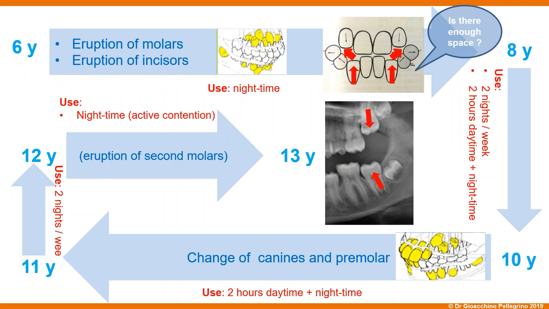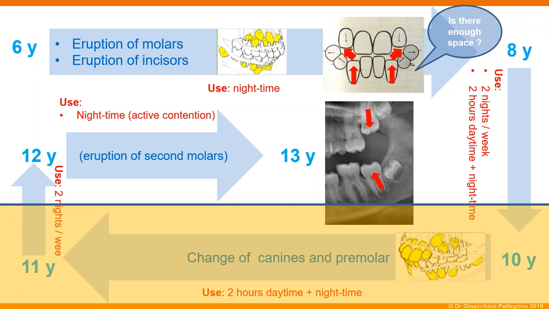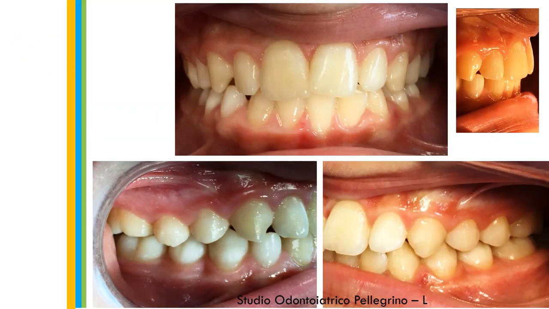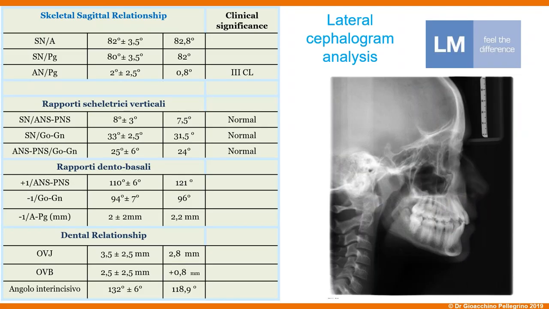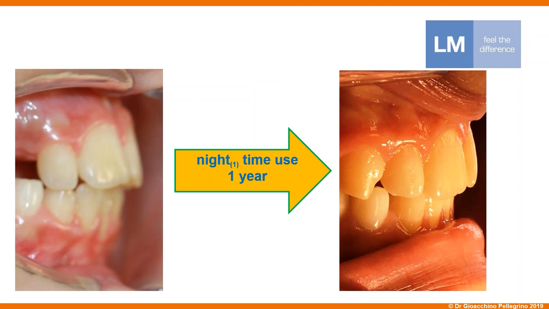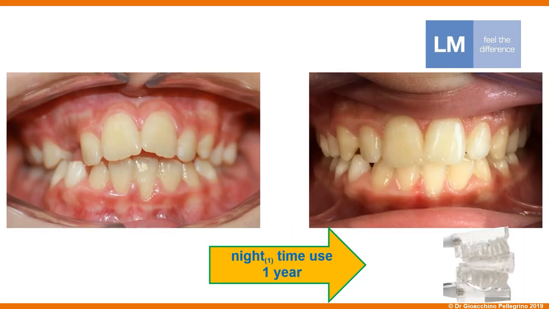And we arrive again to analyze the same sequence that we saw before, but this time we are in a different range of age, because we started after 10 years of age. So the golden age has just stopped, but we can do a lot. And you can see from the pictures that we have full control of the position of the teeth, and that the crowding is reducing too. And if we analyze the lateral X-ray, we can see that the change is very little, and we had full control of the vertical relationship through the night use, to increase the collaboration.